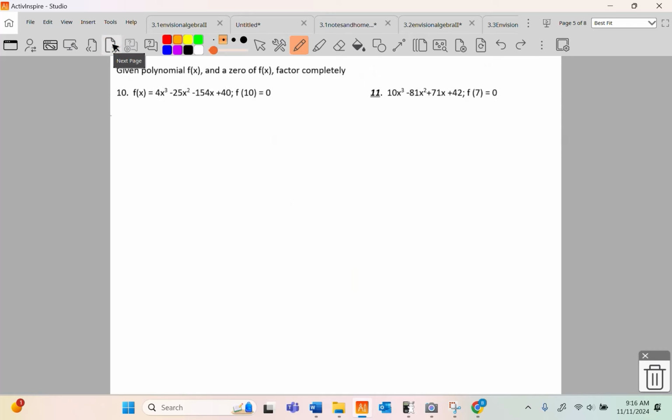All right, next one I got highlighted is number 11. You're given a 0, factor it completely. So this is literally saying x is 7. I don't have to change its sign. In synthetic division, I throw a 7 out front. I keep the coefficients only.